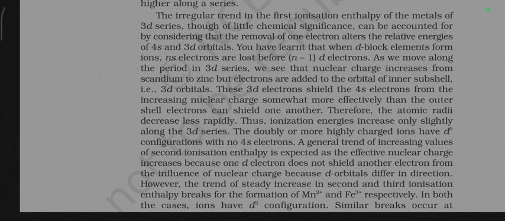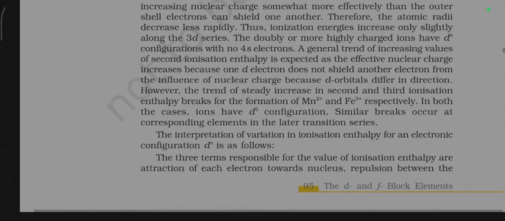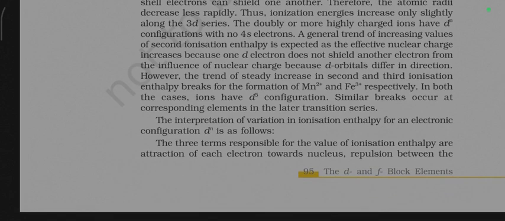3d orbitals. These 3d electrons shield the 4s electrons from the increasing nuclear charge somewhat more effectively than the outer shell electrons can shield one another. Therefore, the atomic radii decrease less rapidly, thus ionization energies increase only slightly along the 3d series. The M2+ or more highly charged ions have dn configuration with no 4s electrons.